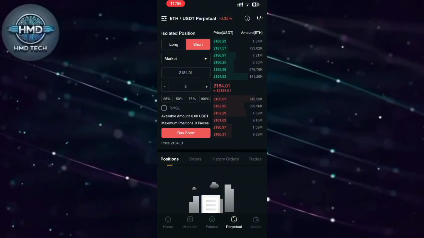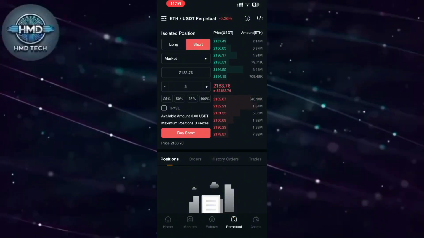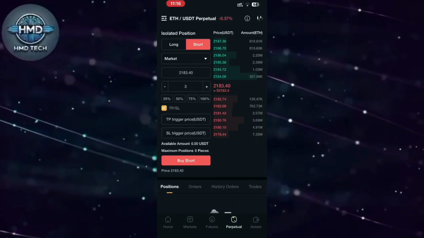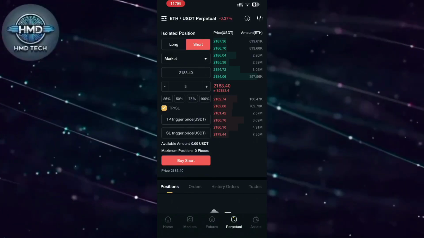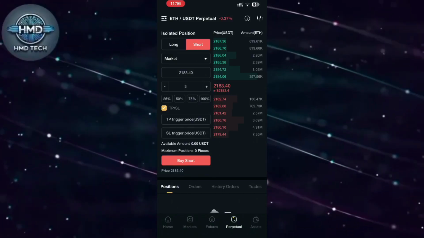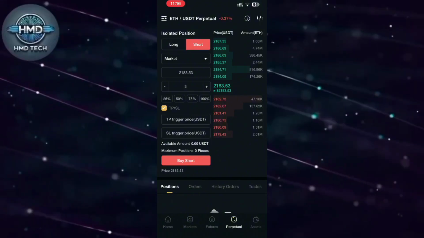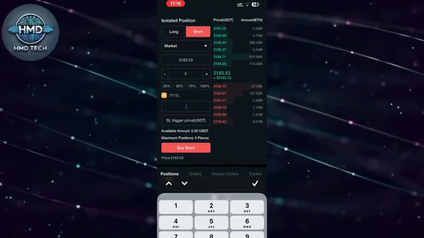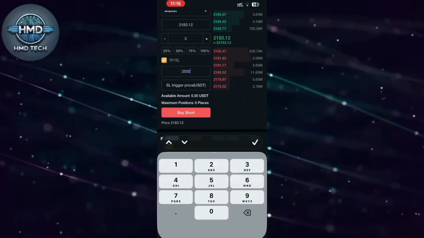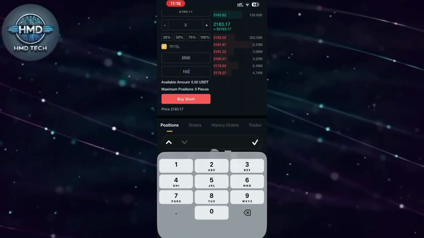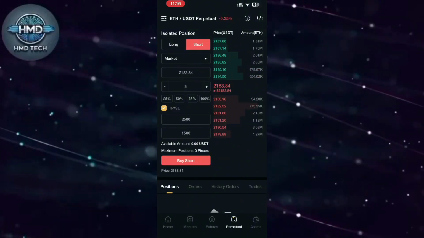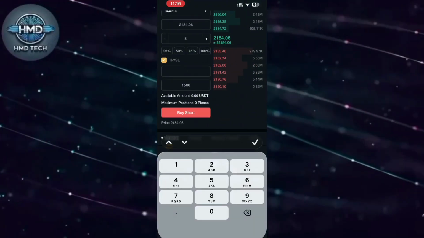If available, always set stop loss, which limits loss, while take profit locks in gains. Short trades can go wrong fast if price spikes up. What appears? TP trigger price and SL trigger price. Then enter the prices for both. Skipping this is how people lose money fast. Finally, tap the short execution button. Review details, then confirm.